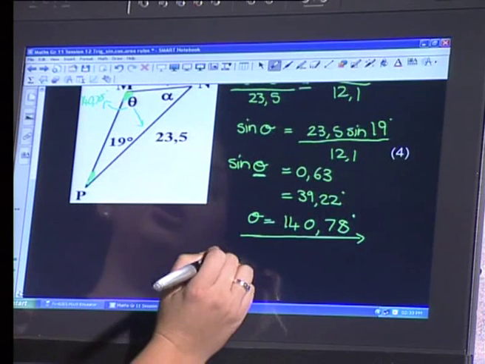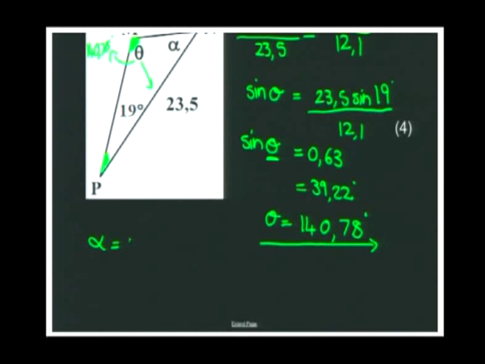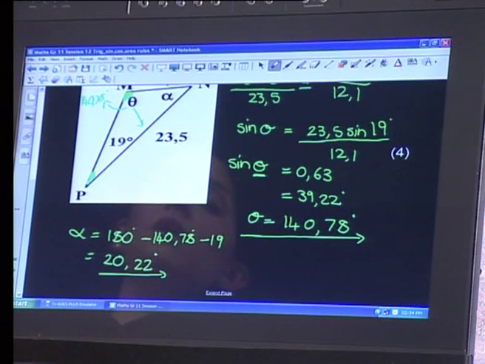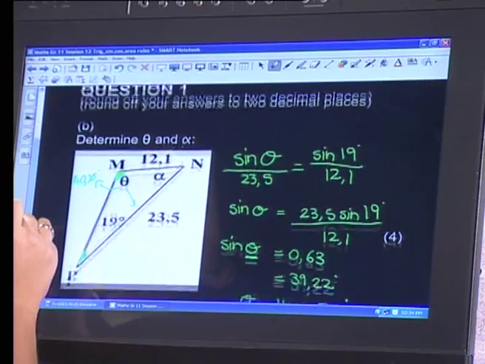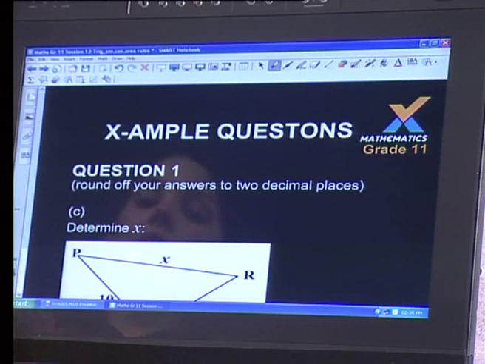So at the end, you could just conclude, and I'm going to write it on this side where we have more space, that alpha is equal to 180 degrees minus 140,78 degrees minus 19. Calculating that, we can see that alpha is equal to 20,22 degrees. And that is what we have for alpha. Looking at that, it's clear that it's an acute angle, which should make you happy with your final answer. And in that way, we've completed part B of question 1. Let's have a look at what the third part of this question has to offer.